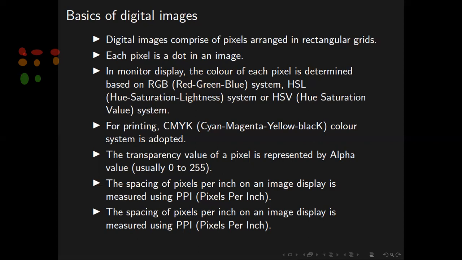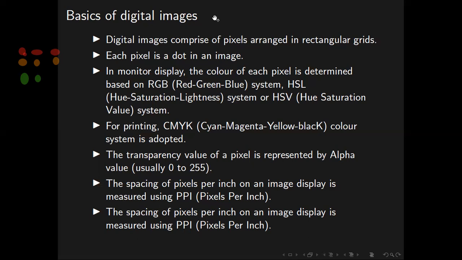CMYK system: cyan, magenta, yellow, black. Then transparency values. A color can be very dark or sometimes transparent. That is, a part of the portion behind the color may be made visible. Transparency takes a value from 0 to 255.